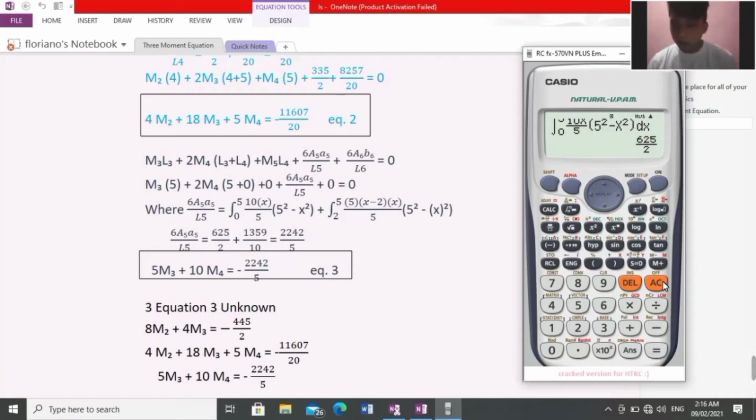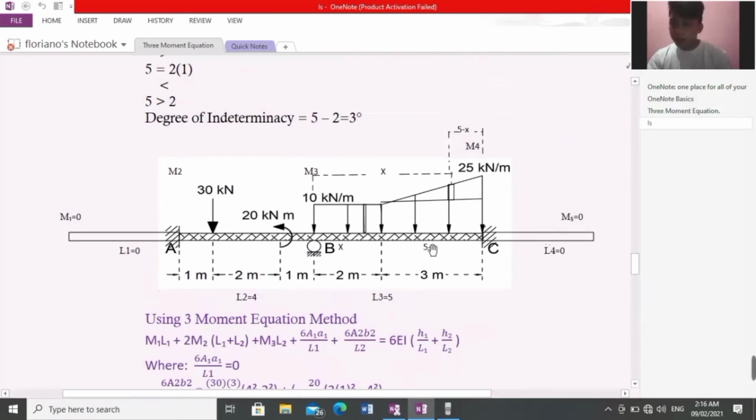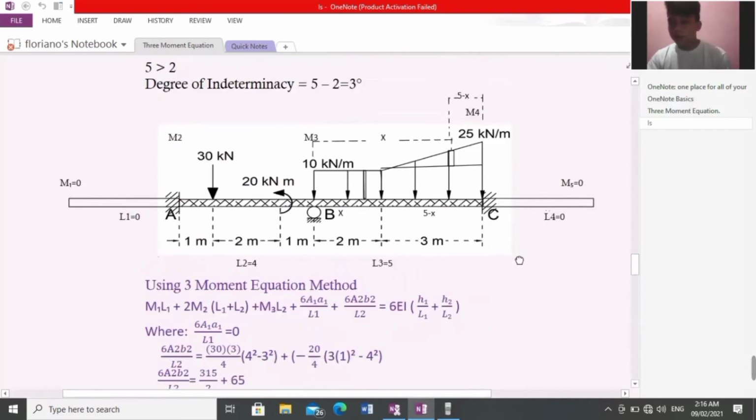So, yung next naman is ito. The integral of 5 times x minus 2 times x all over 5 multiplied to 5 squared minus x squared. Yung magiging lower boundary is 2 and yung upper is 5. So, dahil dito, di ba yung pinakita ko kanina, nagsimula yung triangular load sa 2 at tatapos sa 5. So, yun yung nilagay ko.